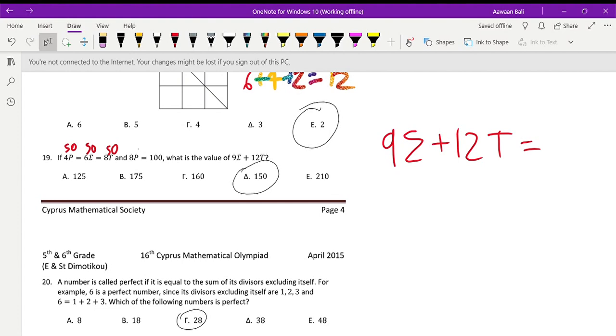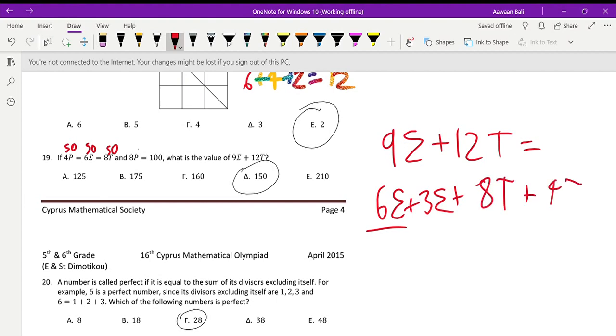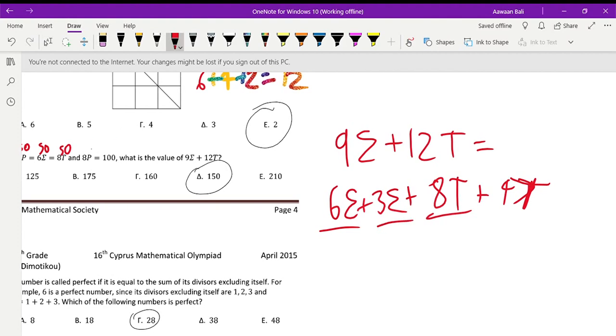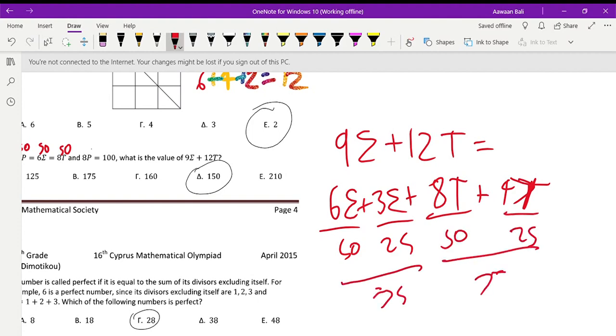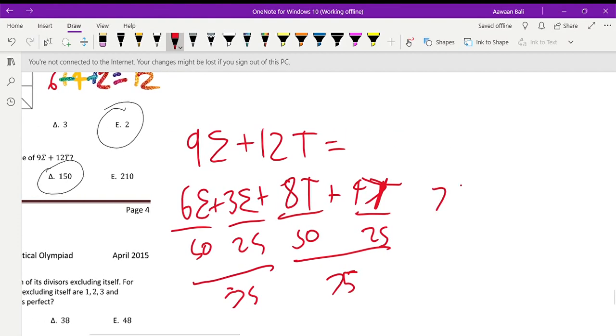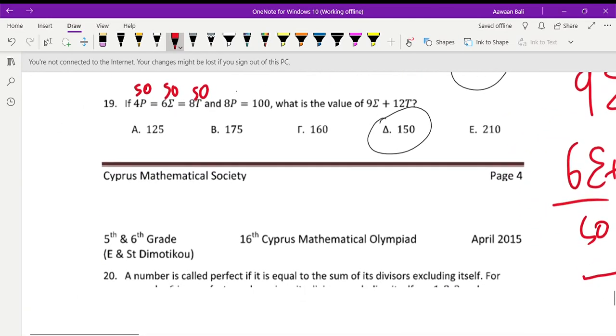Also, before I wasn't exactly trying to make a hint, but anyways, 9 sigma would be 6 sigma plus 3 sigma, and 9 sigma was 50 as we said, and 12t was 8t plus 4t, and 8t was also 50, and so that means this would be 25, 50, 25, so they're both 75. Now, when you do 75 times 2, that's 150. So therefore, the answer is delta 150.